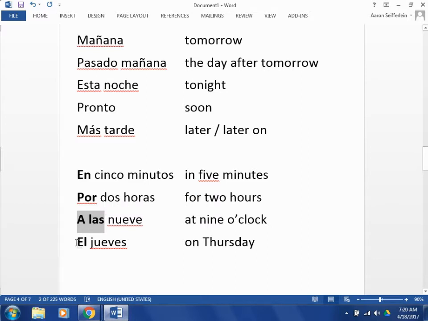And you could also mention the day that an event will happen on. Notice this one's a little bizarre. In Spanish, you don't say something happens on Thursday. You say it happens the Thursday.